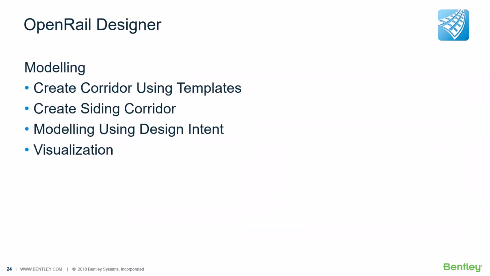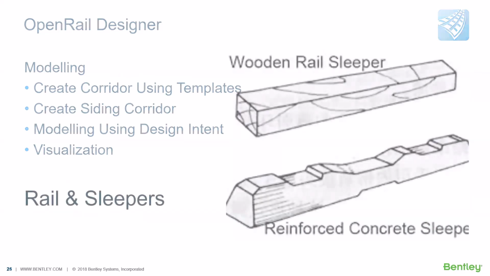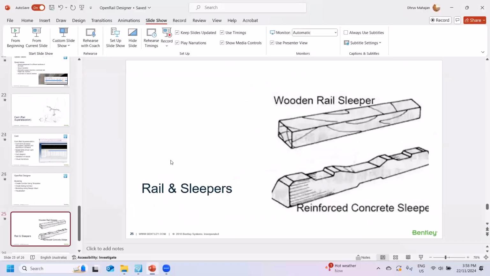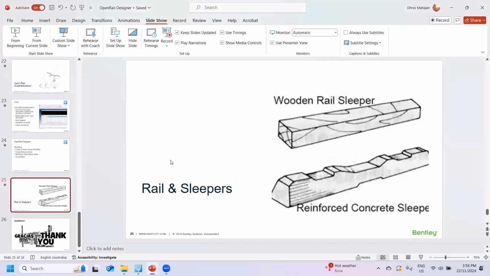Finally, coming to another part that's going to be modeling for the corridor. That's going to be an important part over here. And once we are done with the modeling part, we can always go on and bring rails and sleepers as a visualization tool before we bring this to the output. So we are quickly done with our presentation.